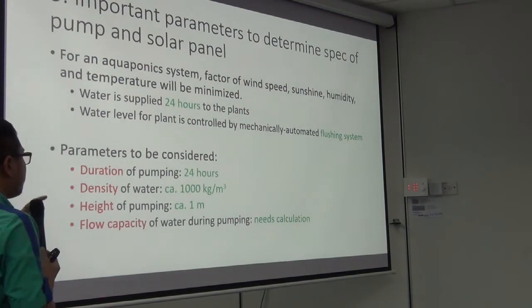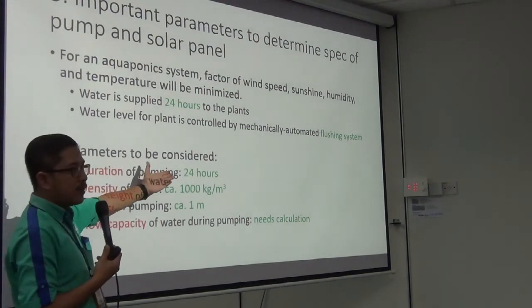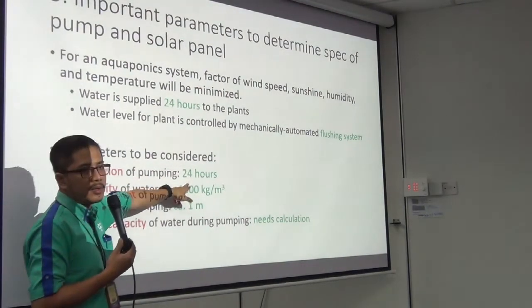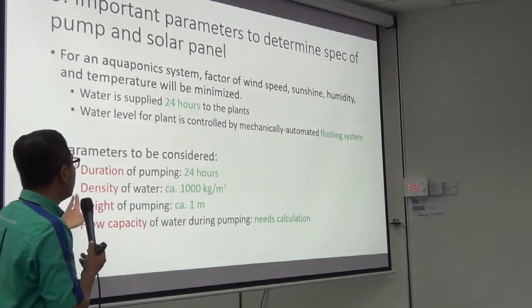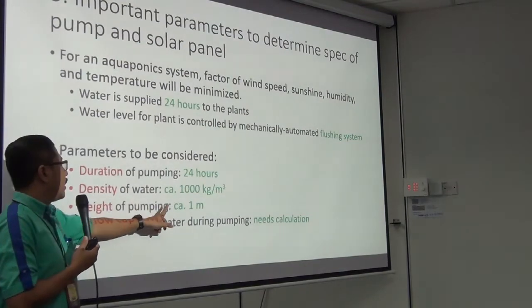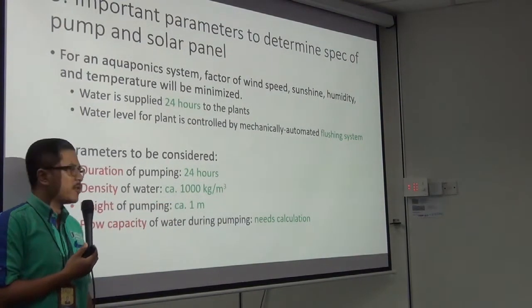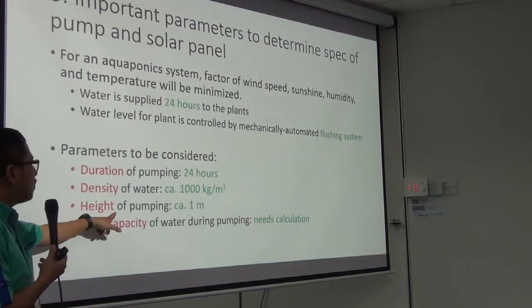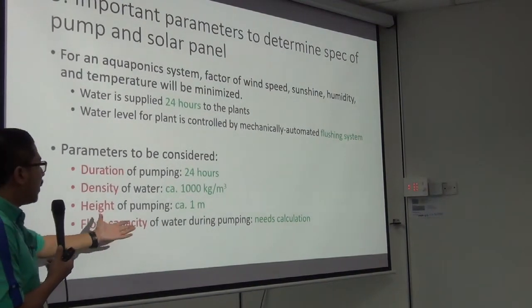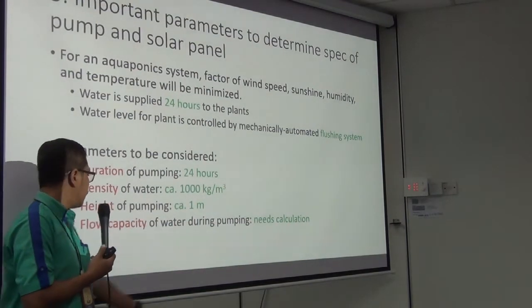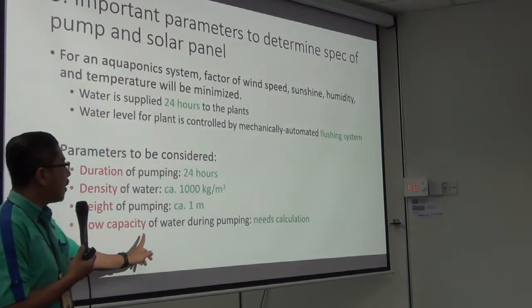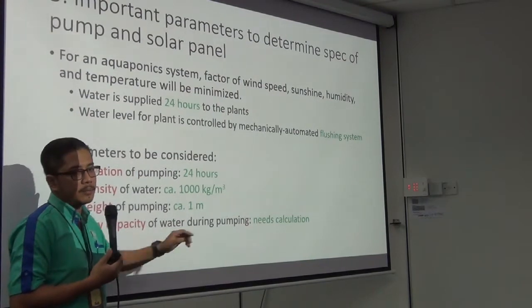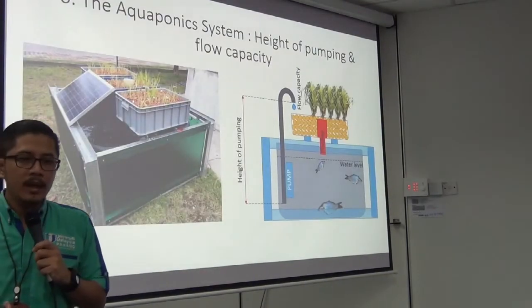So parameters to be considered: the duration of the pump. For example, if you need it for 24 hours, you need to consider this in our calculation. How to calculate? I'll teach you after this. Density of water. Basically, if we use fresh water, about 1000 kg per meter cube. Height of pumping. Depending on your system, usually I will use 1 meter. Flow capacity of water during pumping, we need to calculate this one, depending on the plant.